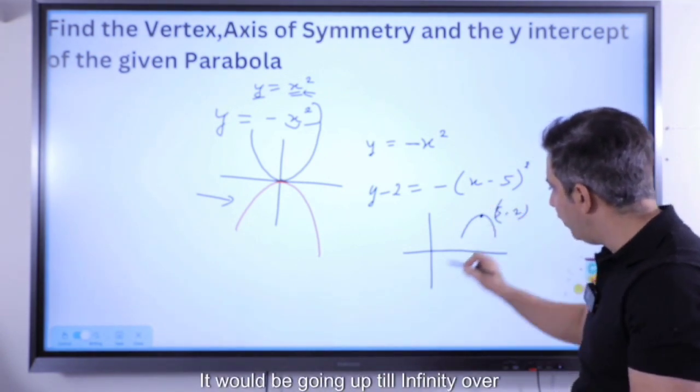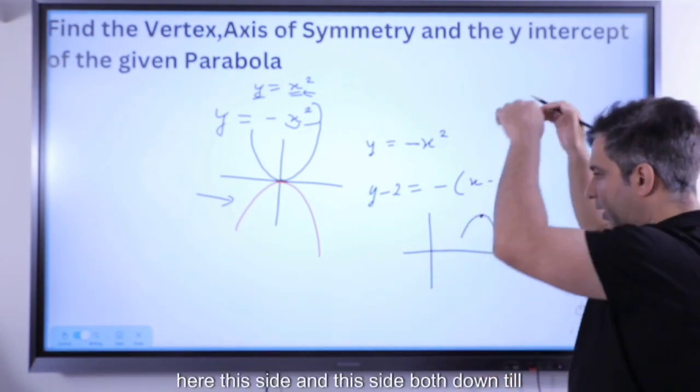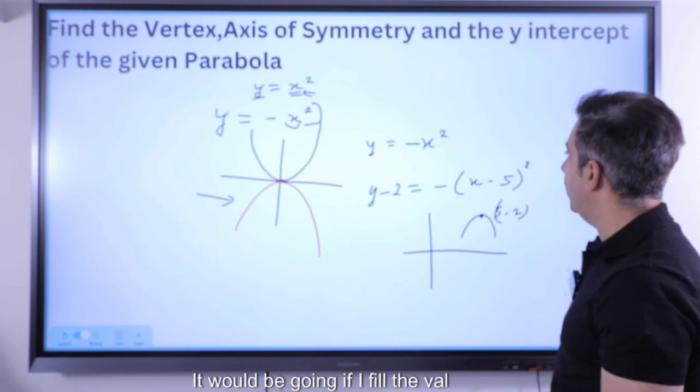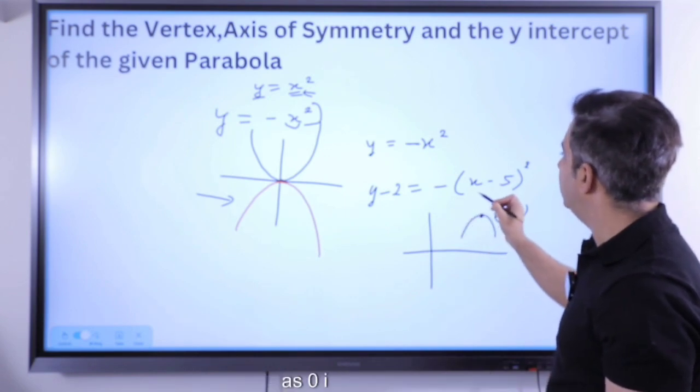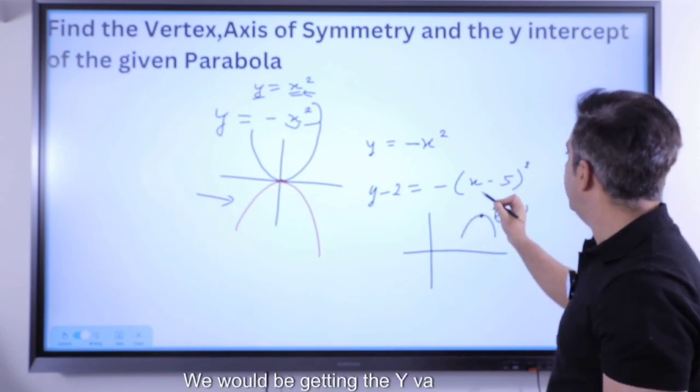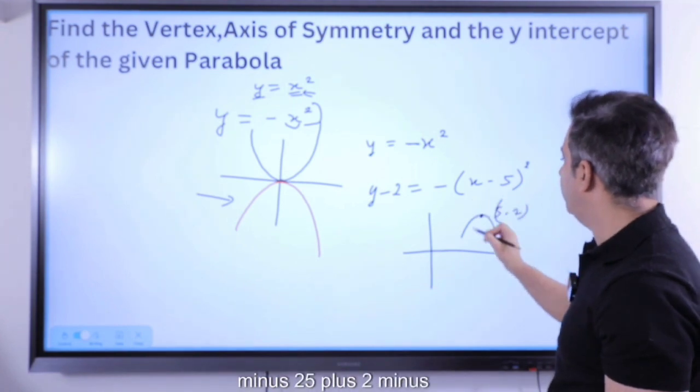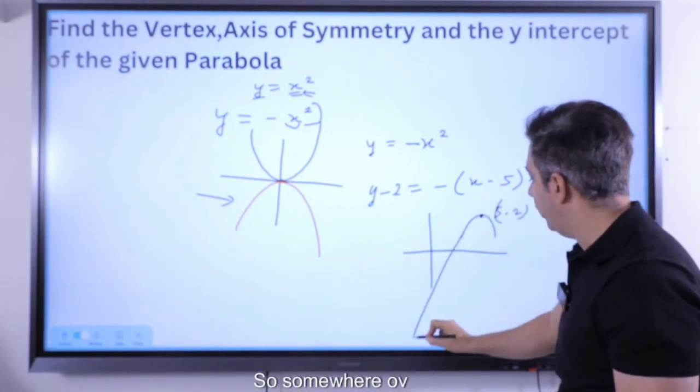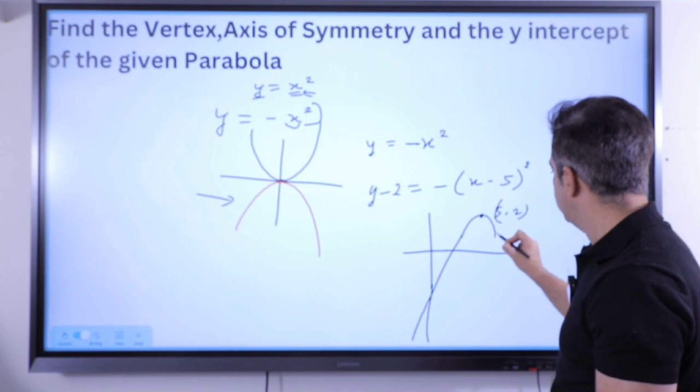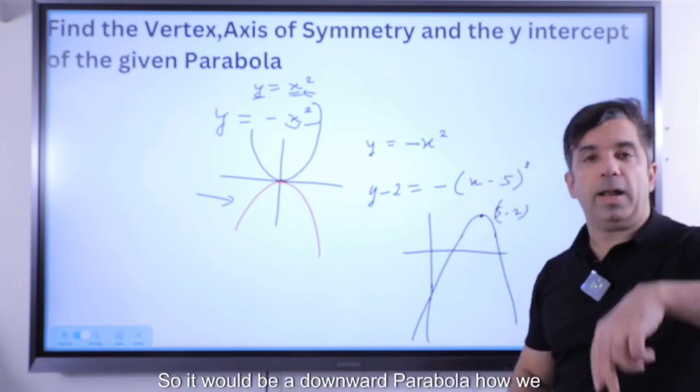It would be going up till infinity over here, and on this side and this side, both would be going down till minus infinity. If I fill the value of x as 0 in this one, we would be getting the value of y as minus 25 plus 2, which is minus 23. So somewhere over here, it would be cutting this graph. So it would be a downward parabola.